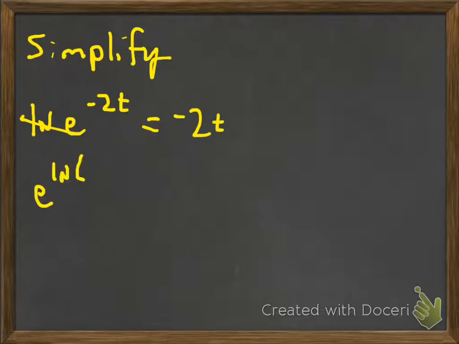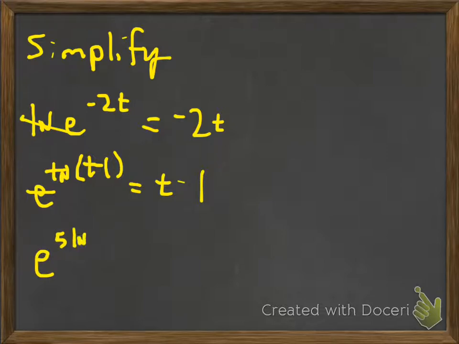If you said e raised to the power of ln parentheses t minus 1, then the ln and the e would cancel each other out, leaving you just what it was, the ln of t minus 1.